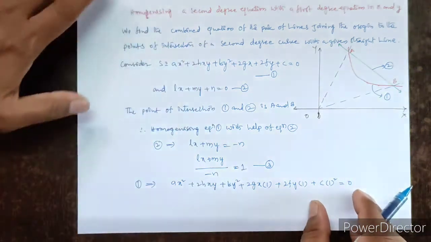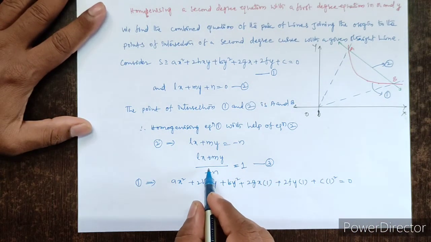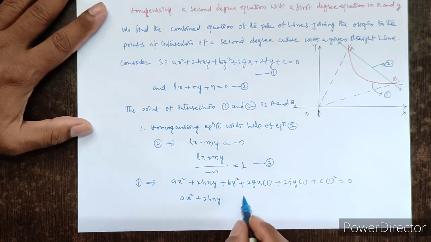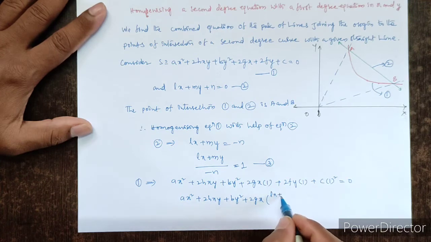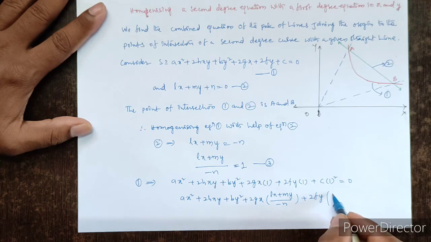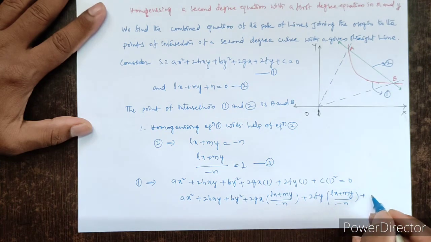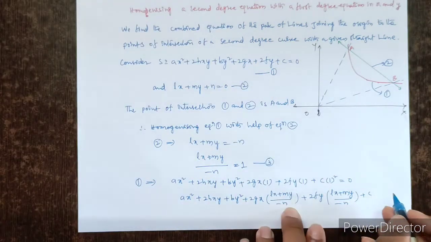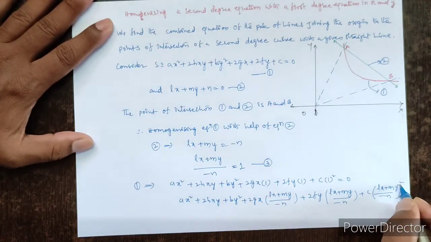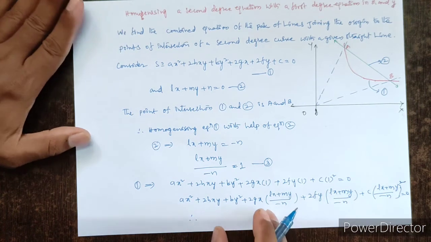So where is the 1? Just put this value. Therefore ax square plus 2hxy plus by square plus 2gx into (lx plus my) by minus n, plus 2fy into 1, that is nothing but (lx plus my) by minus n, plus c into 1 square, meaning ((lx plus my) by minus n) whole square, equal to what? 0. Therefore we will get an equation like this.